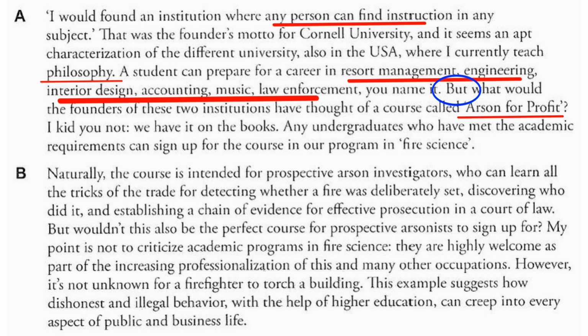So they firstly talk about many courses, but then they narrow the topic and talk about one course, which sounds a little bit strange: Arson for Profit. If you don't know the word arson, you may read a little bit more of the text to understand it. So from this we understand that arson means to burn something. Undergraduates who have met the academic requirement can sign up for this course, Arson for Profit. This is taught in the fire science faculty. So what's important here is that they focus only on the course and its name. The name is very strange.